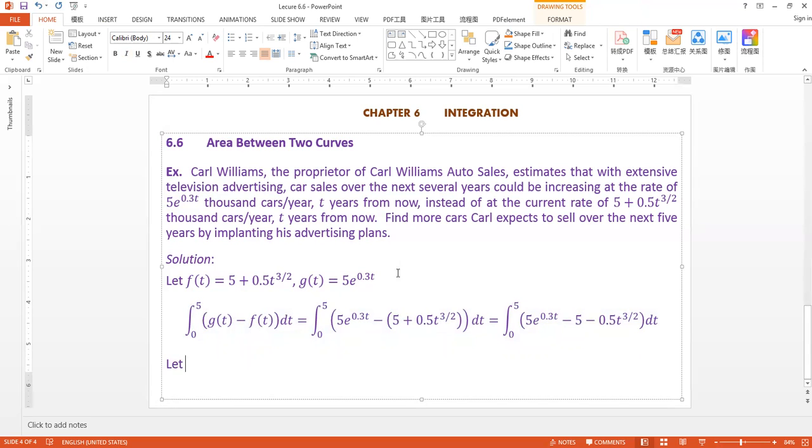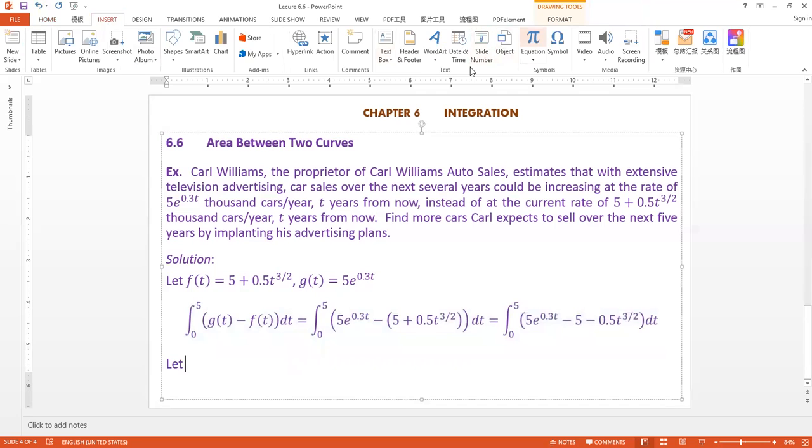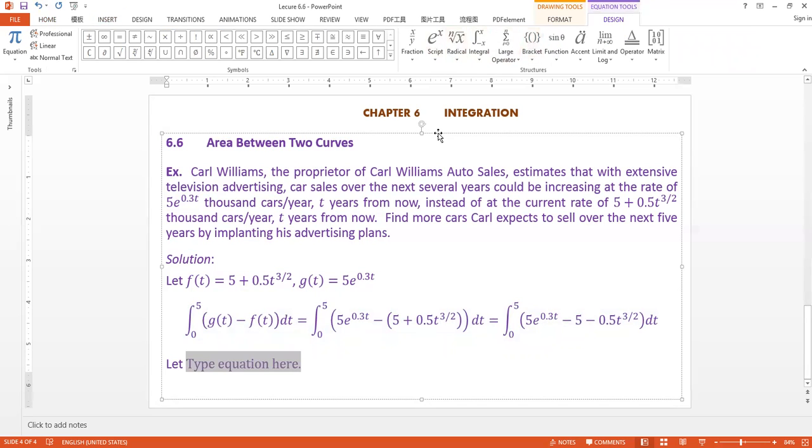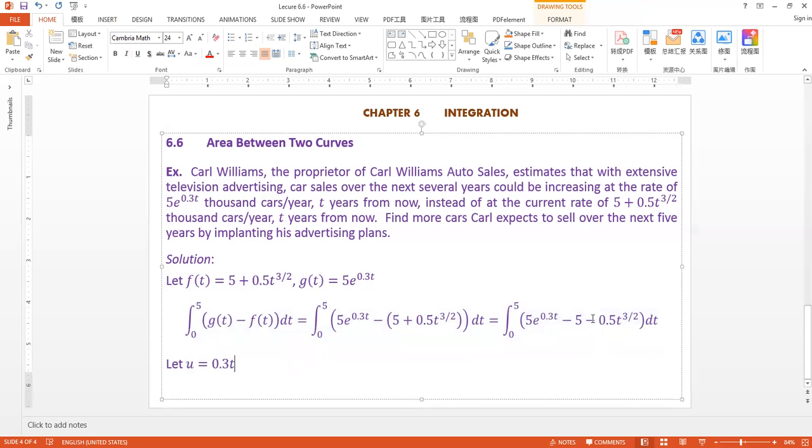So let u equal 0.3t. Okay, we know how to integrate 5 and t to the 3/2. That's not a problem. But for the exponential function e to the 0.3t, we have to use the substitution here. It's not e to the t, it's e to the 0.3t. So we need to change the variable.